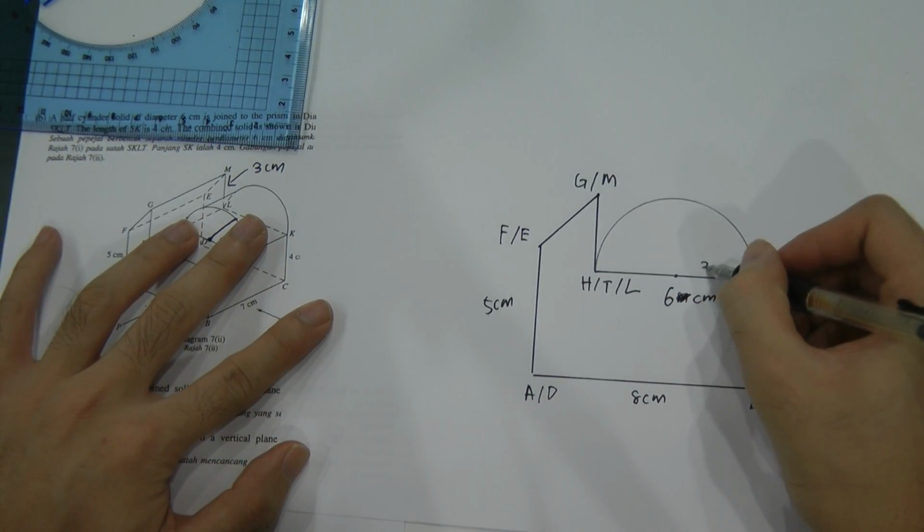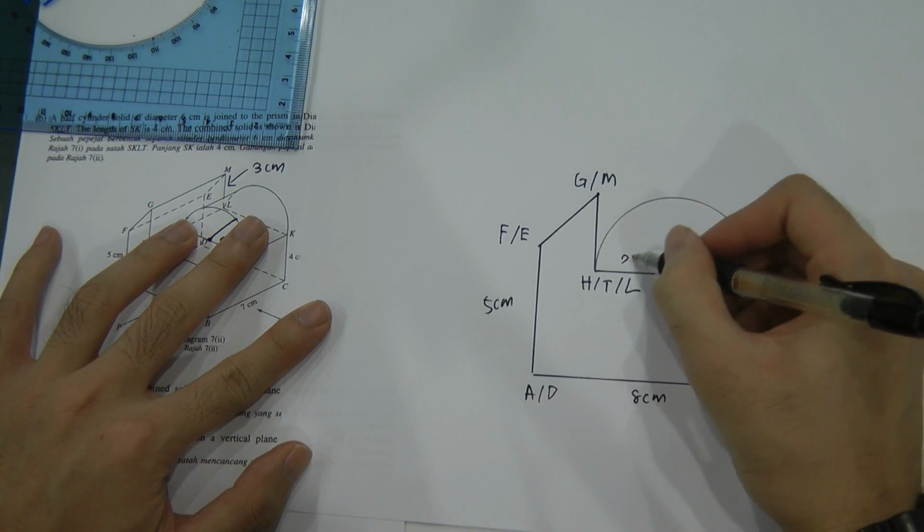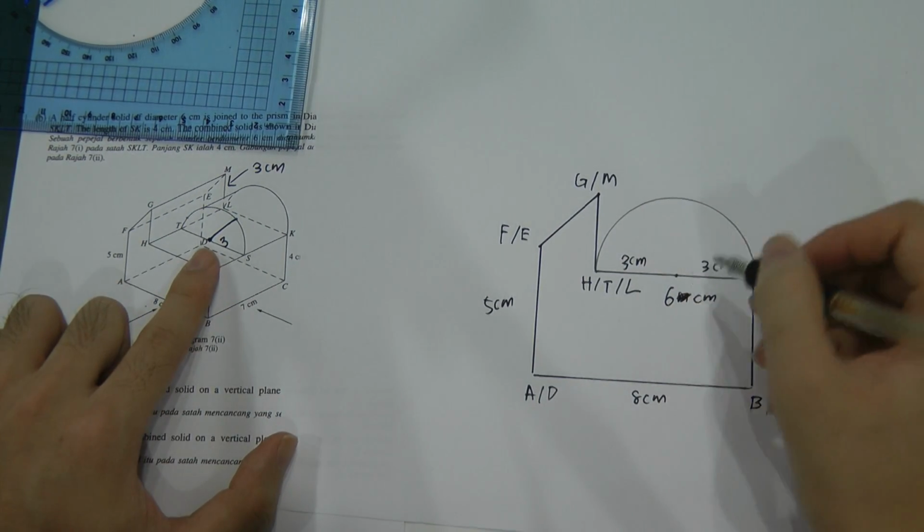So this one is 3 cm. Here will be 3 cm. So the middle, this one is called D.